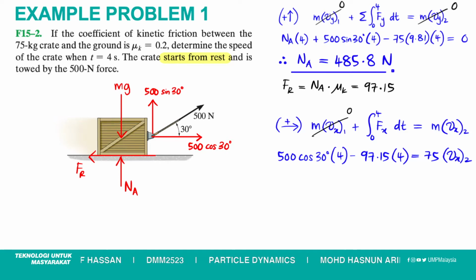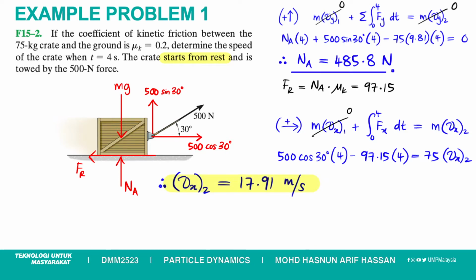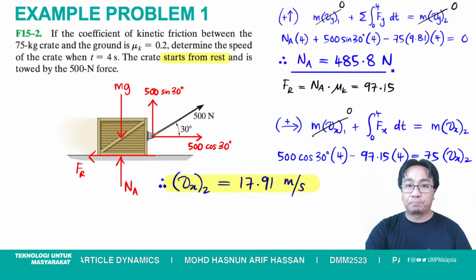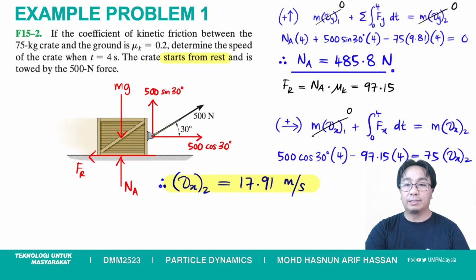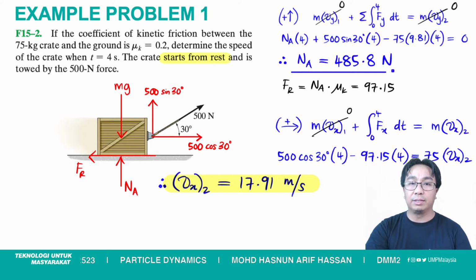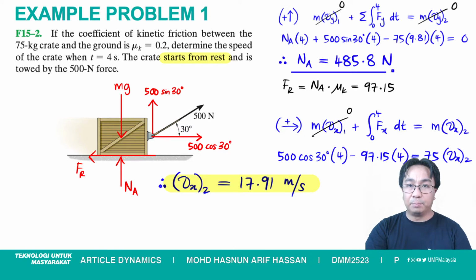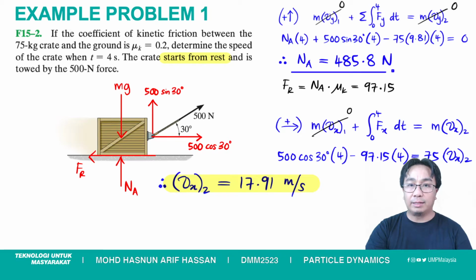Solving the equation, finally we get the velocity of the crate at t equals 4 seconds, which is 17.91 meters per second. Okay, let's look at the next example.